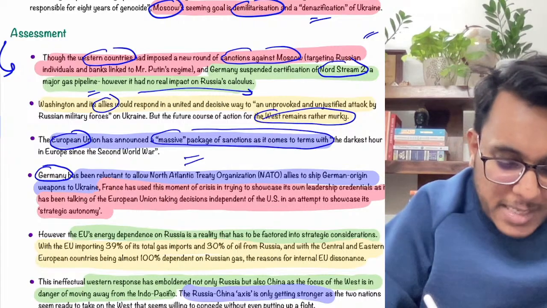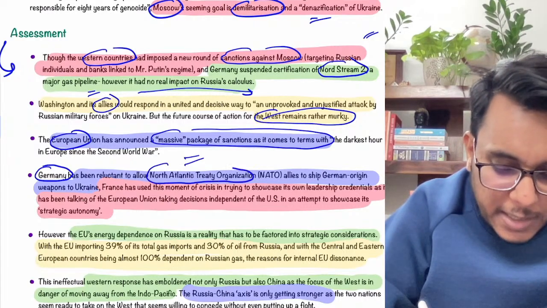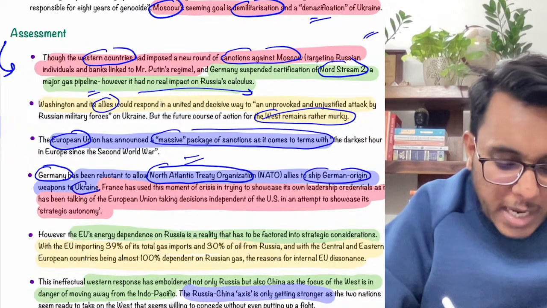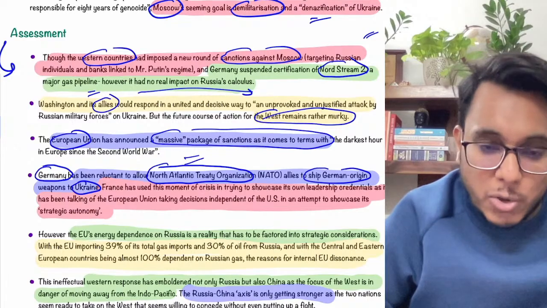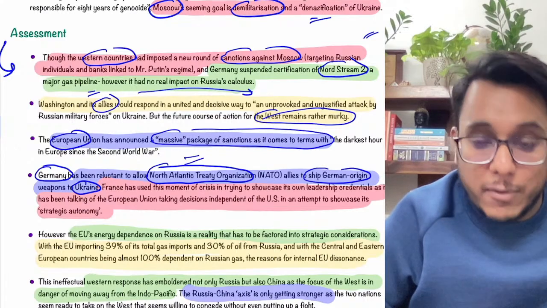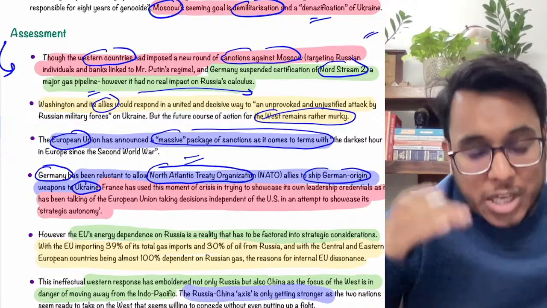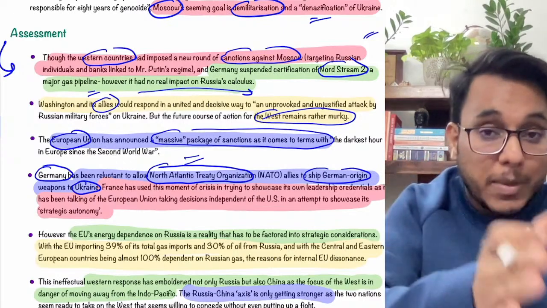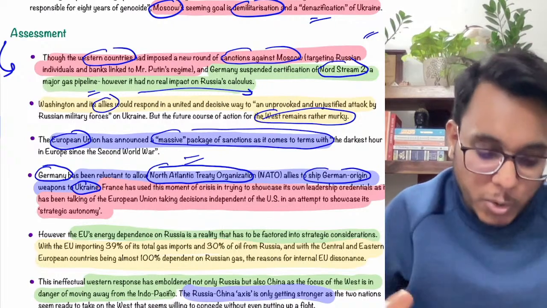What Germany says is that NATO, the North Atlantic Treaty Organization, should not ship German-origin weapons to Ukraine. Is it clear? They should not ship German-made weapons to Ukraine. Why? Because Germany doesn't want to play a role where German weapons are being used here.